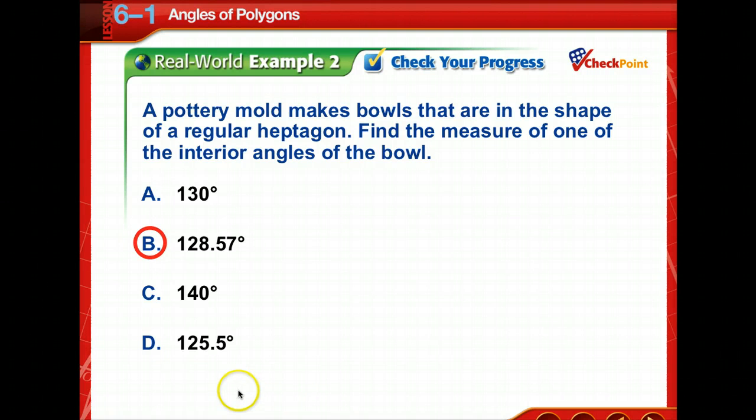Did you get 128.57 degrees? Well, let's see. A heptagon, if we look back at our chart from our notes, has 7 sides. 7 minus 2 is 5. 5 times 180 gives us 900, divided by 7. Each angle is 128 and 57 hundredths of a degree.